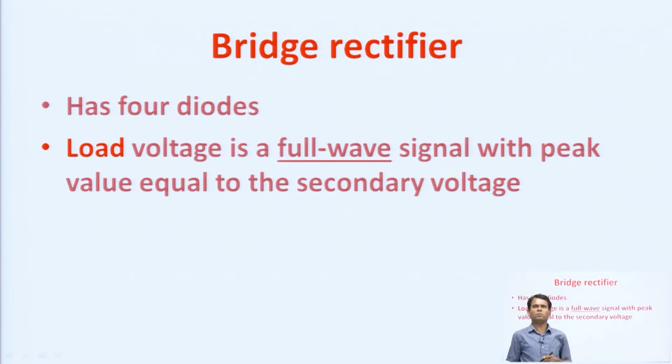All of you know what a Wheatstone bridge is. Like the Wheatstone bridge, there is a bridge type full wave rectifier. In the Wheatstone bridge, there are 4 resistances P, Q, R, S, and in the same way here there are 4 diodes.